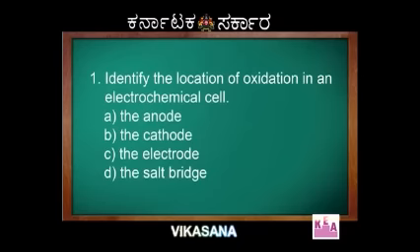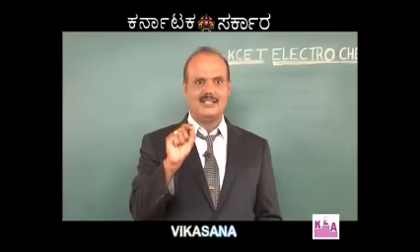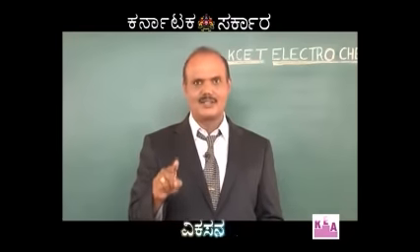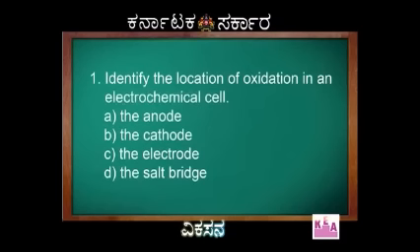Look at the first one, and I will read this question very slowly. Identify the location of oxidation in an electrochemical cell. Option A, the anode. Option B, the cathode. Option C, the electrode. Option D, the salt bridge. I said in the beginning, oxidation takes place at the anode, reduction takes place at the cathode. Therefore, the location of oxidation in an electrochemical cell is the anode. That option is correct.